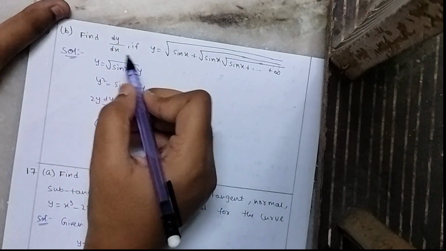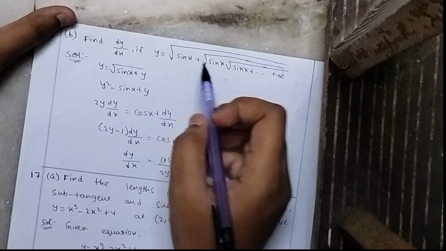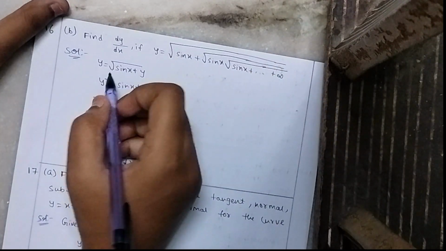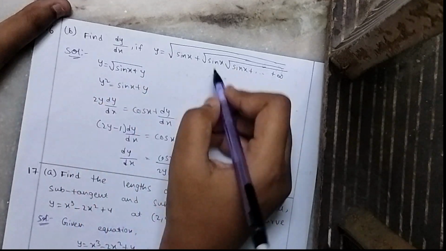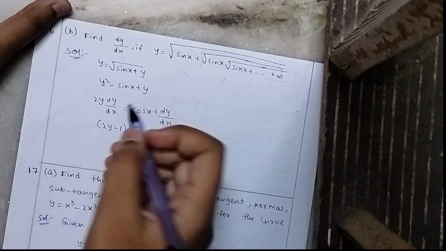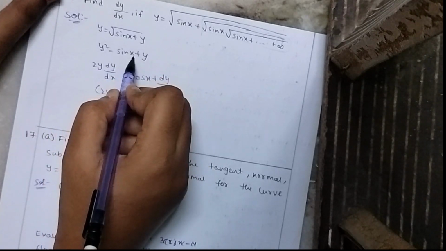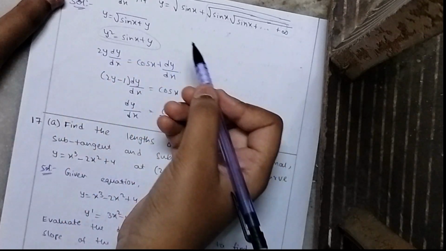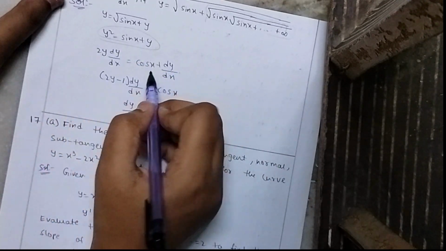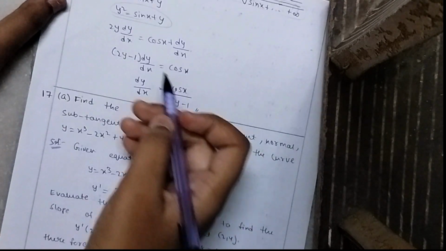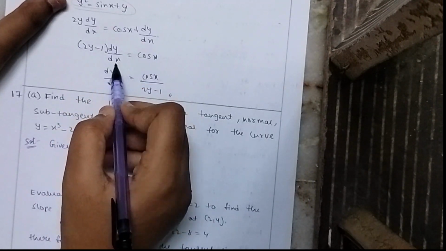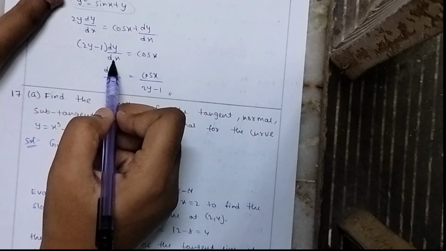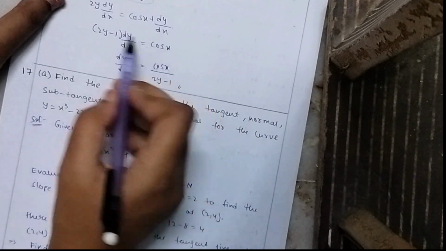Now 16b. Find dy by dx if y equals root over sin x plus root over sin x plus root over sin x plus and so on up to infinity. Let us take this as y. So y square equals sin x plus y. Differentiating this equation, 2y into dy by dx equals cos x plus dy by dx. So 2y minus 1 into dy by dx equals cos x. Taking dy by dx common, dy by dx equals cos x by 2y minus 1.